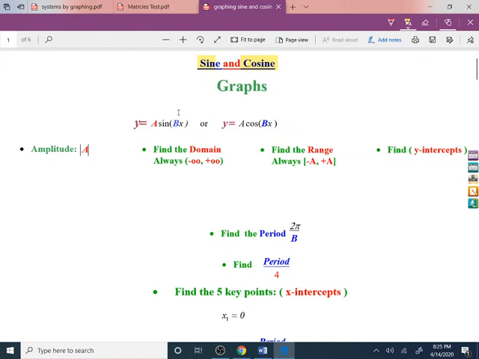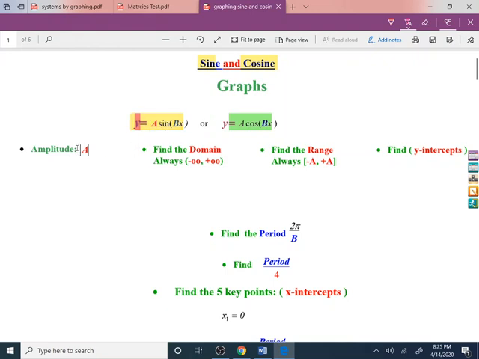Good? This is the standard form. I'm going to deal with the basic one, sine first, then I'm going to go to the cosine function. What you need to know to graph this function: there's a constant here called A and a constant called B.